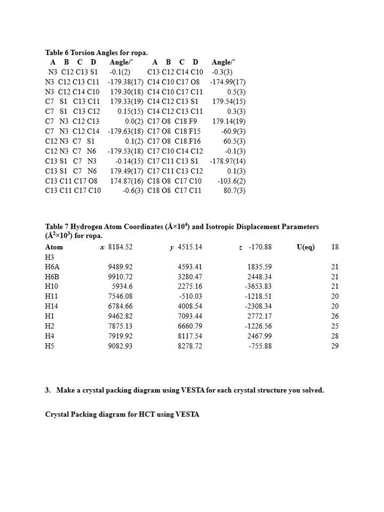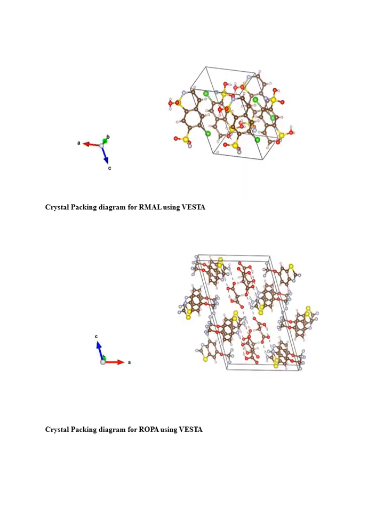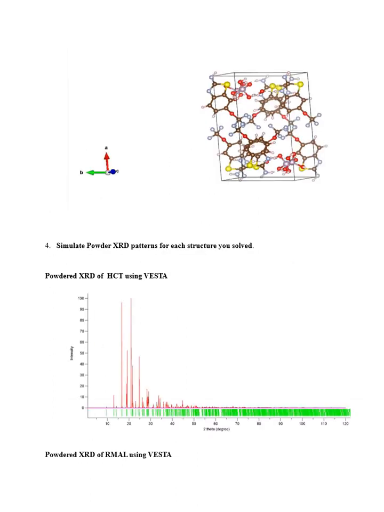Using the software VESTA, we find the crystal packing diagram for HCT. Here is the crystal packing diagram for data 2, RMAL, and here is the crystal packing diagram for ROPA, generated via VESTA. And here is also another crystal packing diagram for ROPA.